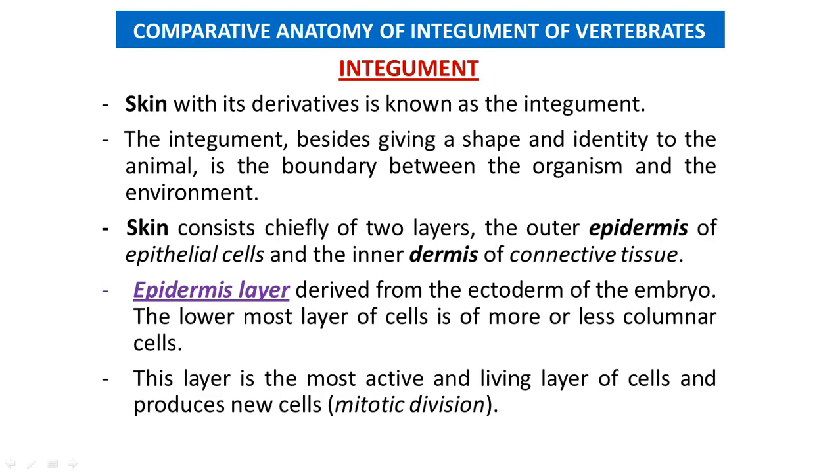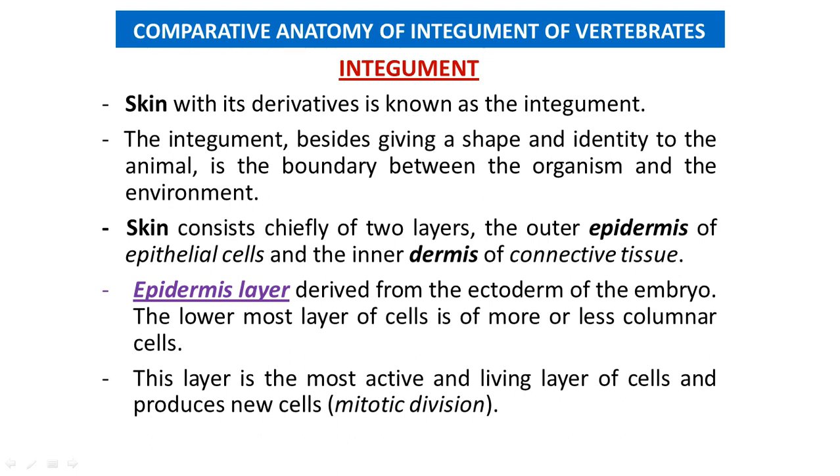Hello students, today we are going to study comparative anatomy of integument of vertebrates. Integument, the skin with its derivatives, is known as the integument. The integument, besides giving a shape and identity to the animal, is the boundary between the organism and the environment. It protects the animal from environmental hazards.